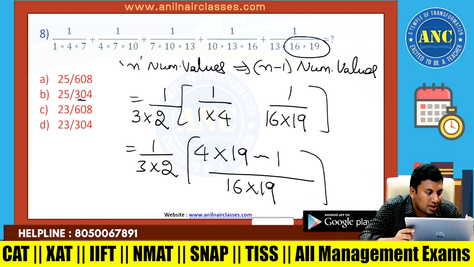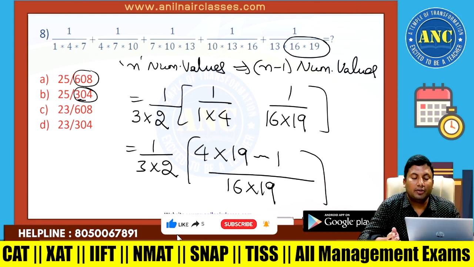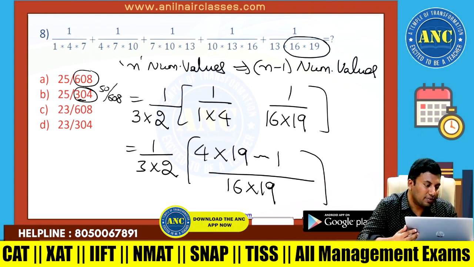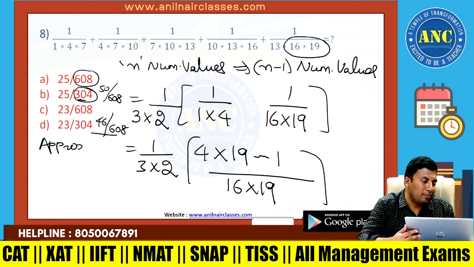19s are 19, 114, 304. These are divisible and this is also divisible. So all the options are divisible. So this is one method. Another method, what you can do is 25 by 608, this is nothing but 50 by 608, this is nothing but 46 by 608. That means if I approximate it, 2 options will go away because 2 options are closer to each other.